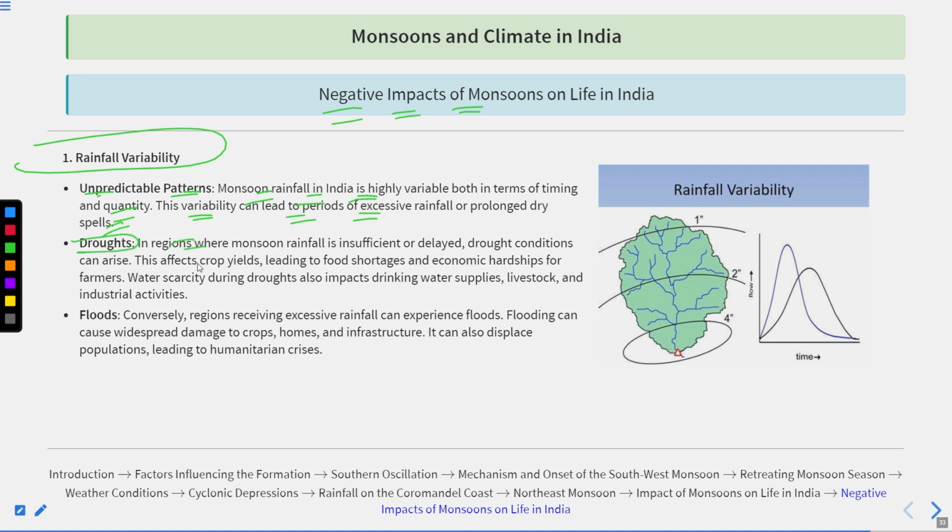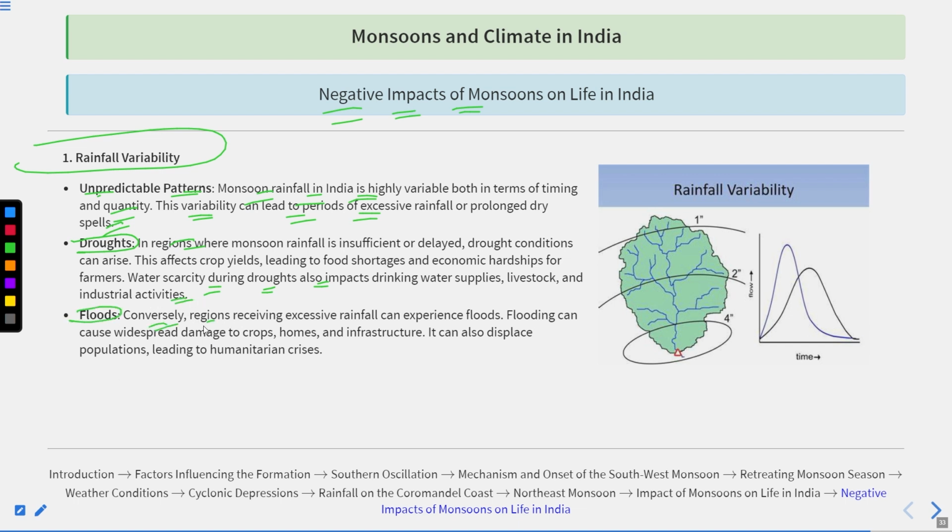Droughts. In regions where monsoon rainfall is insufficient or delayed, drought conditions could arise. These affect crop yields, leading to food shortage and economic hardships for farmers. Water scarcity during the droughts also impacts the drinking water supply, livestock, and industrial activities.